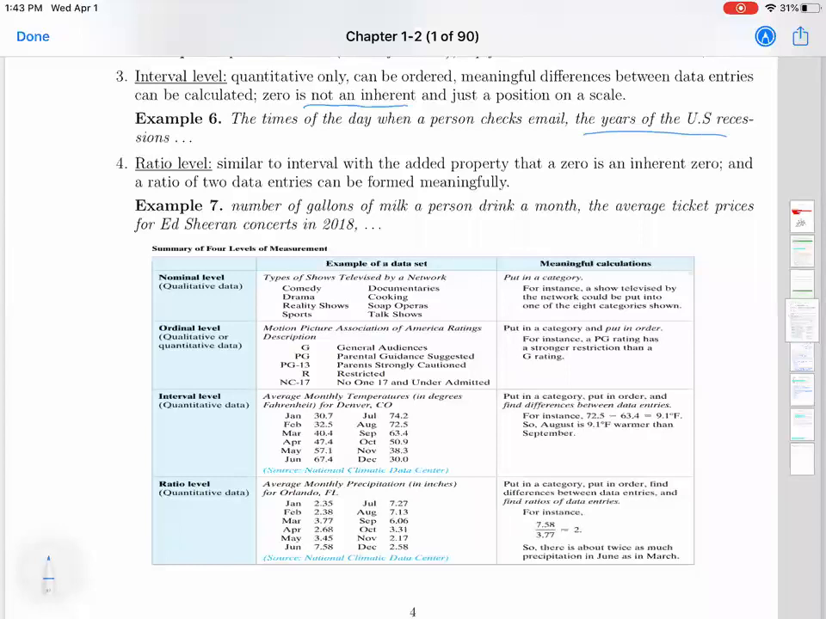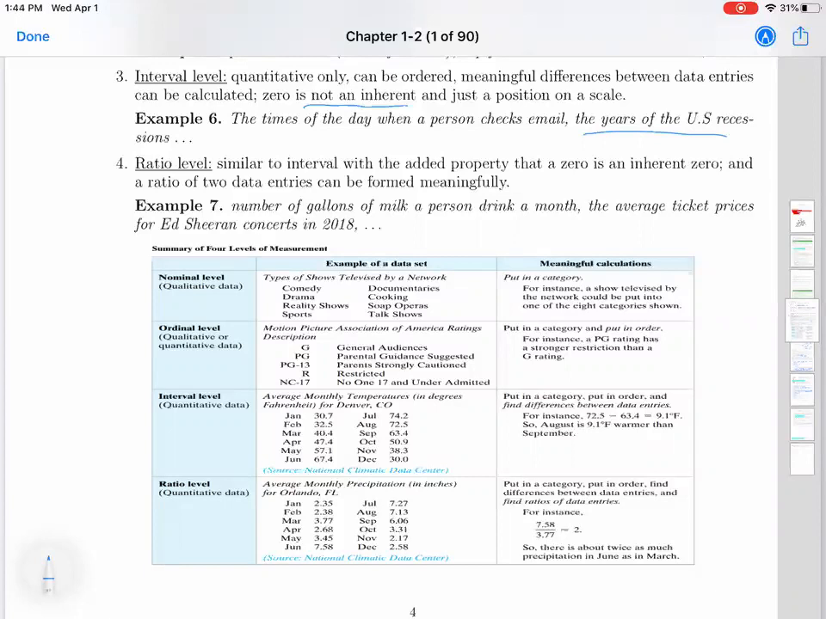The years, I mean, in 1920, you have a recession, or you have another recession, like the recent recession in 2008. And if you're given a list of years of the US recessions, those are quantitative, right? Because you're using numerical measurements. And those are at interval level because they can be ordered.